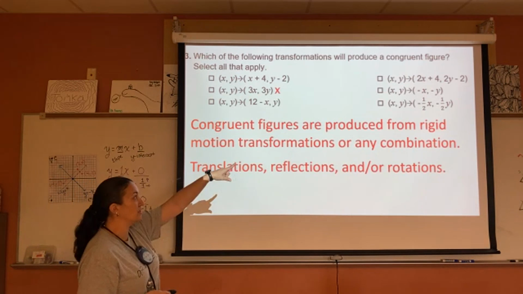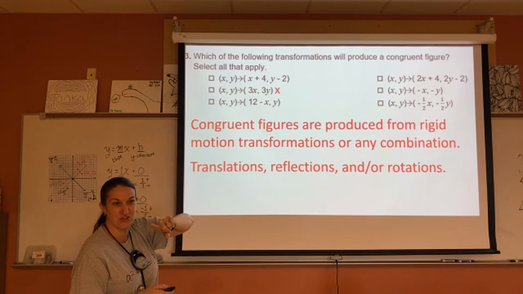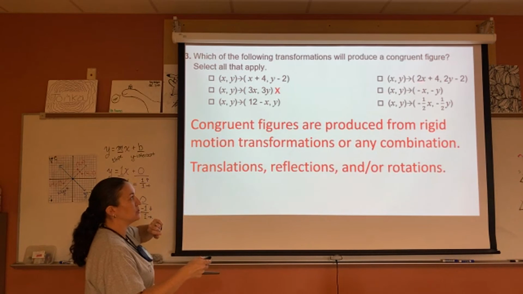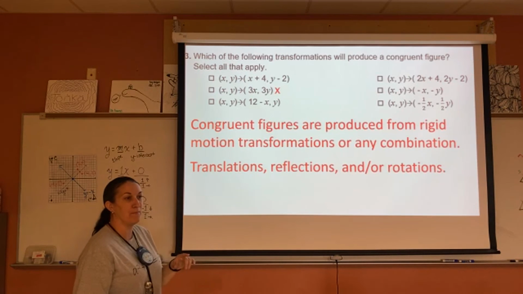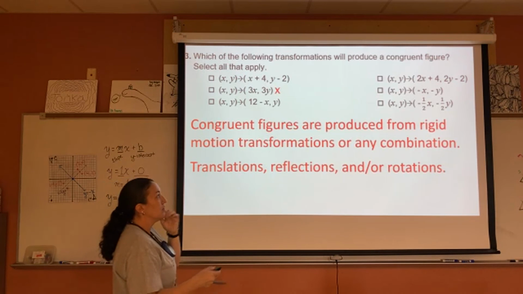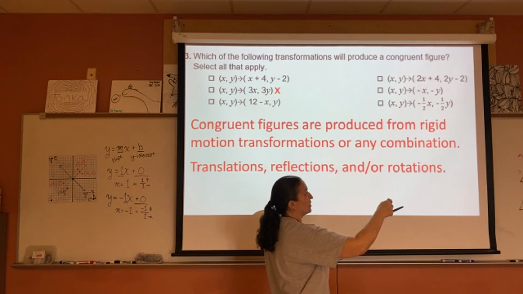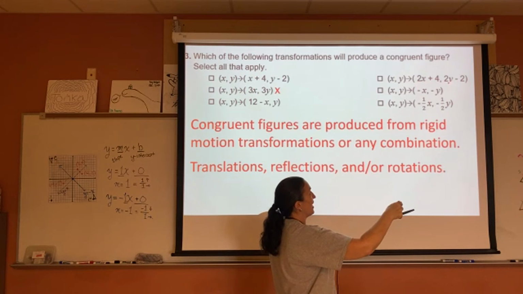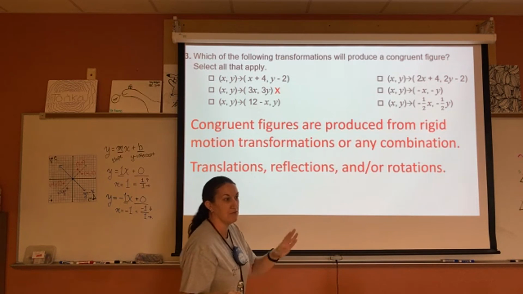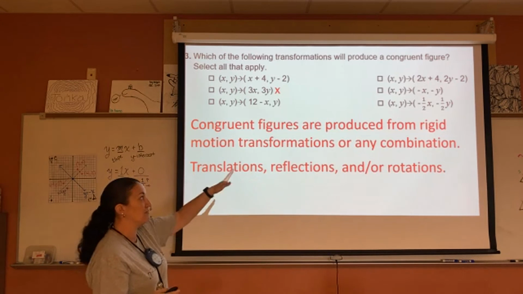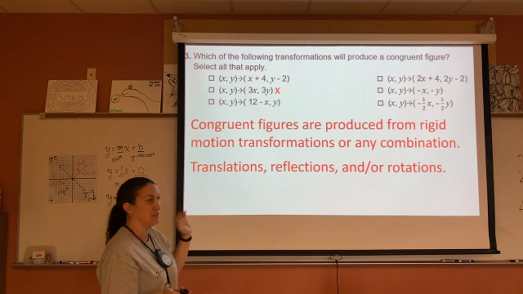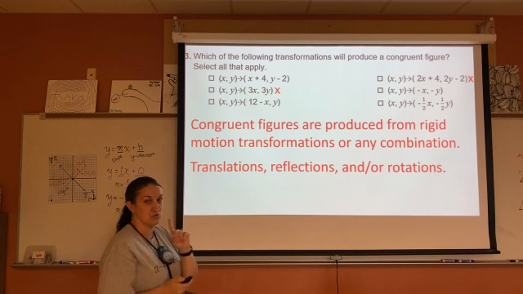Top right? That is multiplication and addition and subtraction. So this one is actually a combination of a dilation and a translation. How do you know that? Because 2x means 2 times x, right? That means it's a dilation. Plus 4 means it's also a translation. But because it has the multiplication, it's still eliminated. Even though a translation would give you rigid motion, that dilation ruins it. So that one's out, and there's one more.